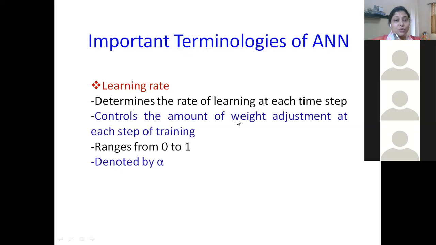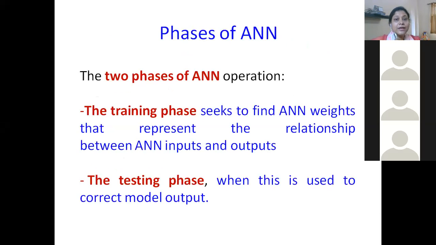Whenever you find the further slides for this topic, you will find all these terminologies anywhere. Now that we are familiar with all the terminologies, we are going to look at the different phases of artificial neural network. Usually it has two phases. One is the training phase, another is the testing phase.